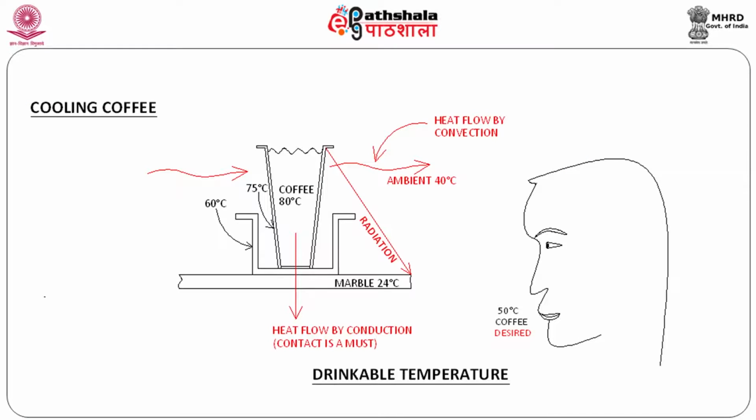So, here you have radiation, convection, and conduction occurring all simultaneously. They can never be made exactly equal. In most cases, one or two is predominant. You can never have all three equally, but all three will take place.